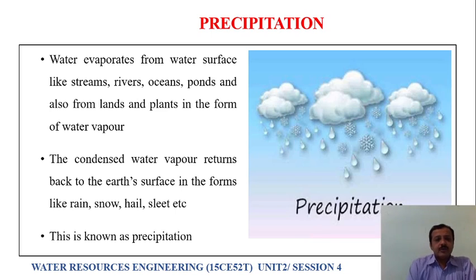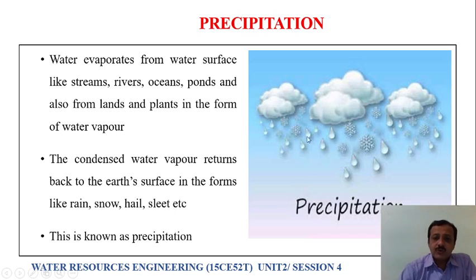As I mentioned in the hydrological cycle, water evaporates from water surfaces like streams, rivers, and ponds. Whatever water surface we have on the earth's surface, this water gets evaporated. Water also evaporates from land, from the soil surface, and from plants. Transpiration takes place from plants, from the leaves. This is the water vapor, and it rises to the upper atmosphere.